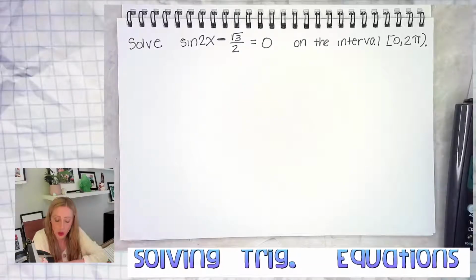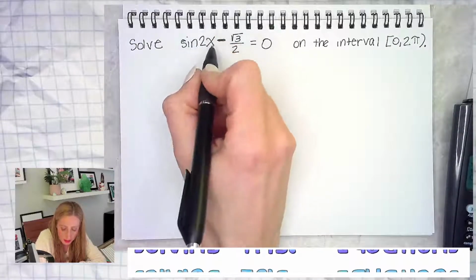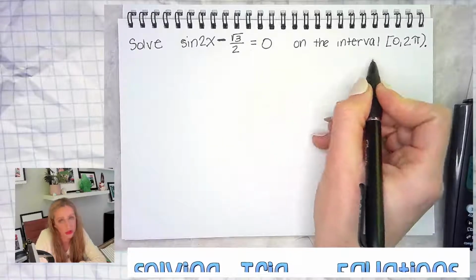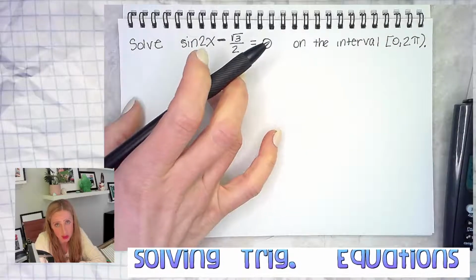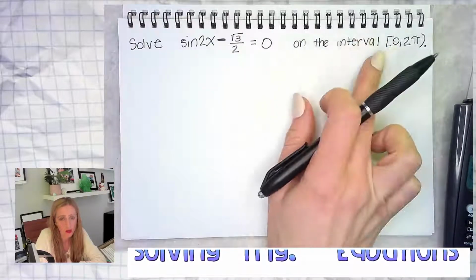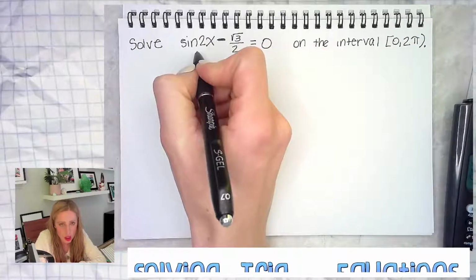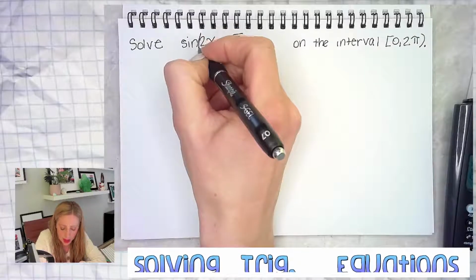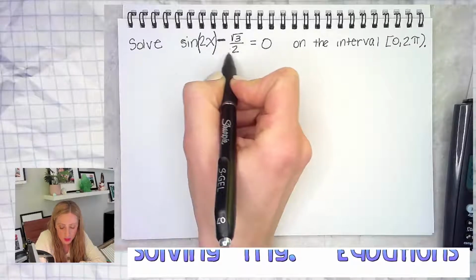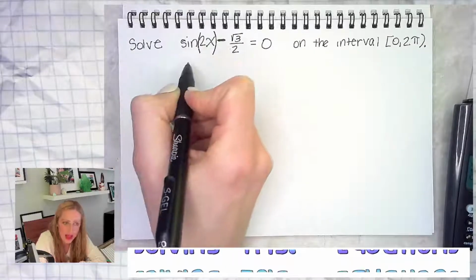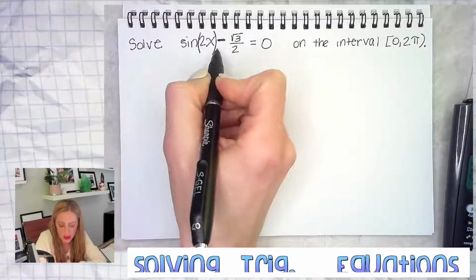All right, in this example, we are going to solve sine of 2x minus root 3 over 2 equals 0 on the interval 0 to 2 pi. You need to know how to find the general solution for all answers before you can solve one like this on that interval. If there's no parentheses here, they are implied as being right there around 2x. You can't include the minus root 3 over 2 into that unless it is in parentheses, okay? So you want to keep that in mind.